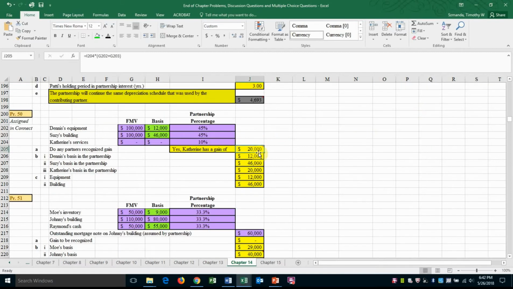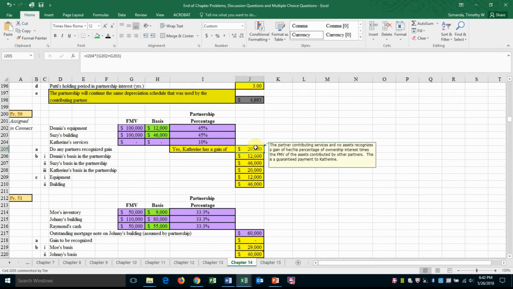Number 50, and this is found on page 14-39 in the middle of the page. This is one of your Connect assignments. Again, I've altered the data in light green there. We have three folks forming a partnership. Dennis and Susie contribute property, but Catherine agrees to perform services in exchange, so she will have to report this as a gain because she is getting a capital asset, that is ownership interest in the partnership, by providing services.